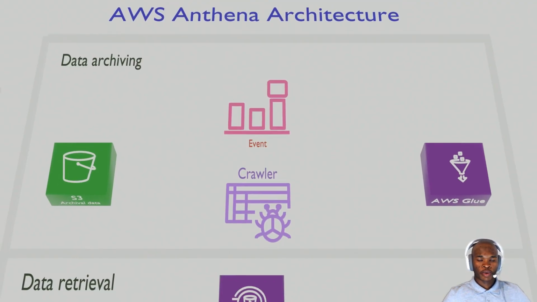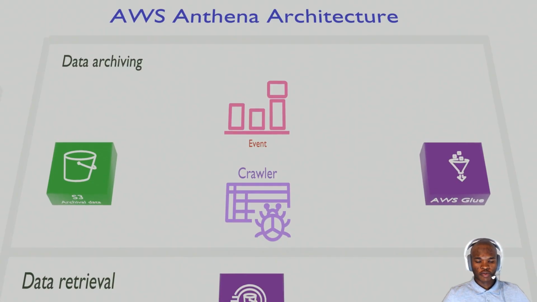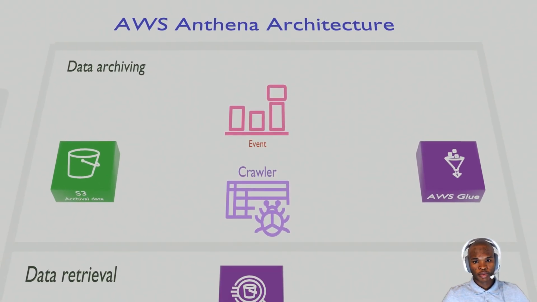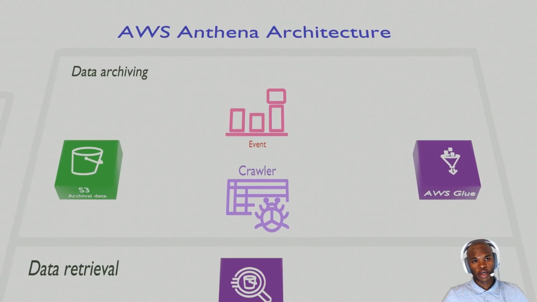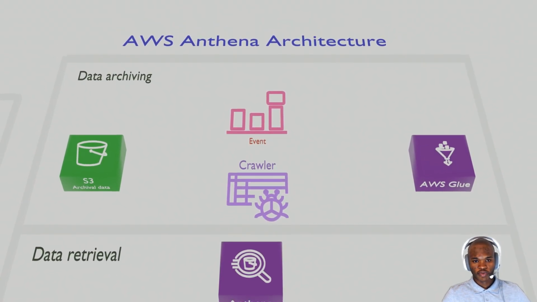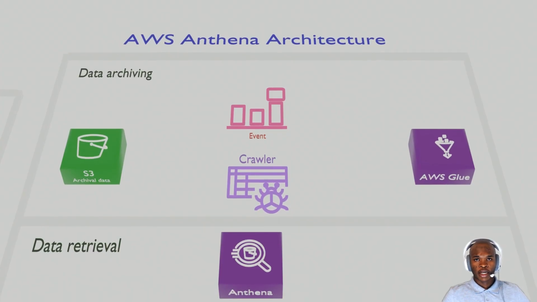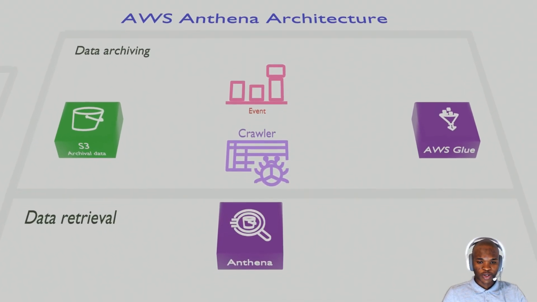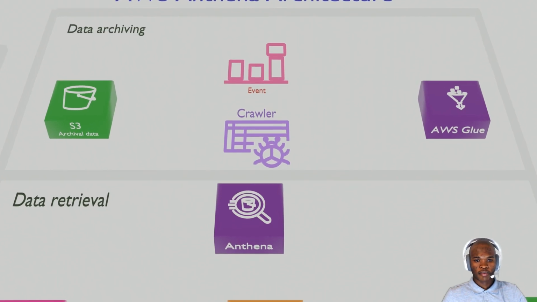Alright, now a quick recap. Our data is moved into S3. AWS Glue stepped in to catalog and organize it, sort of making sense of all those raw files. Now it's time to get the data back. So for that job, we have Athena.